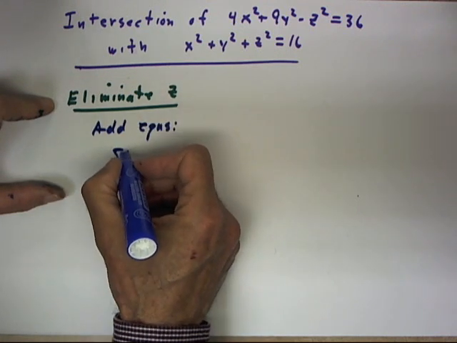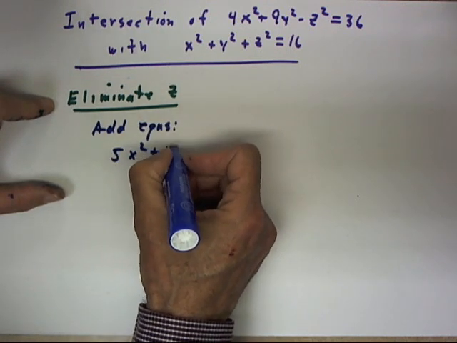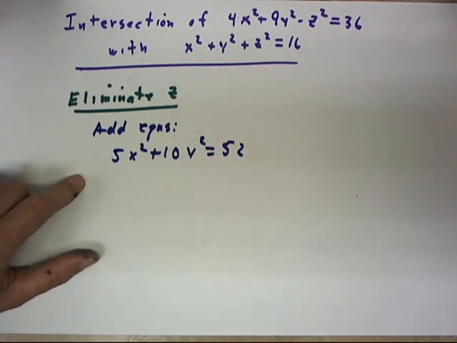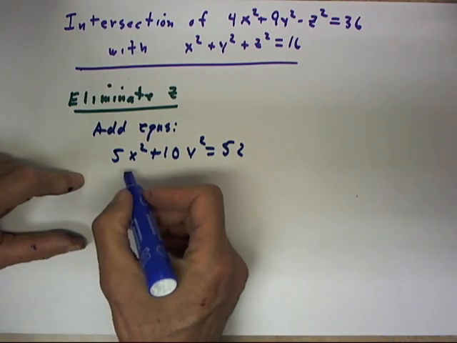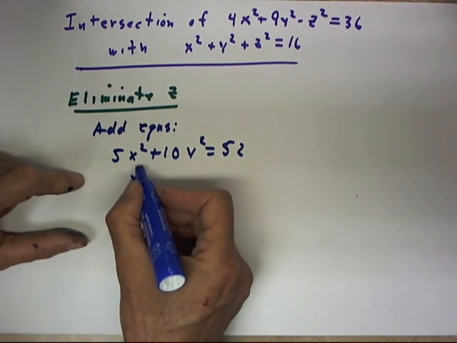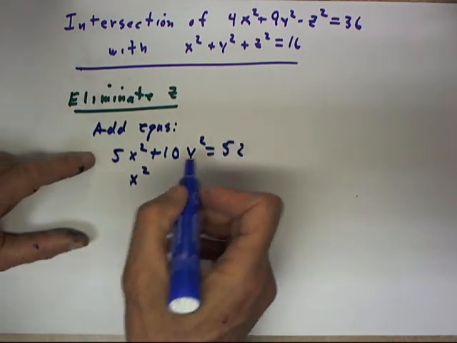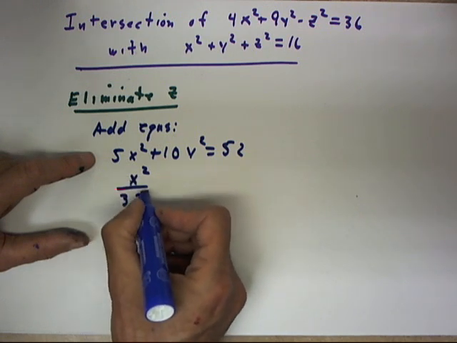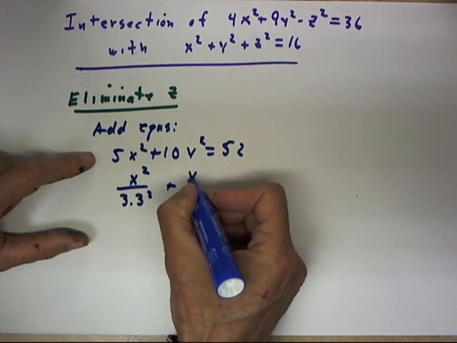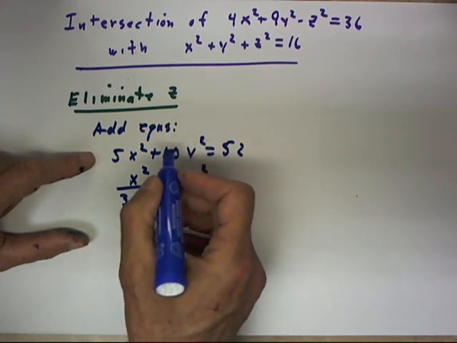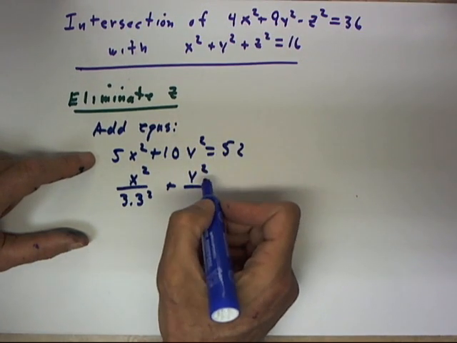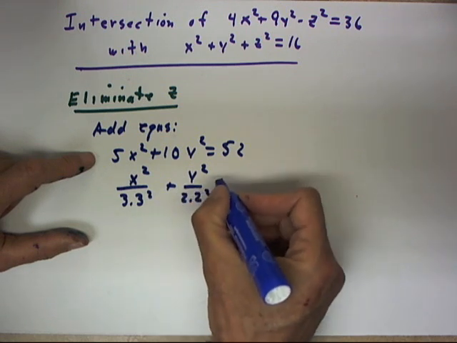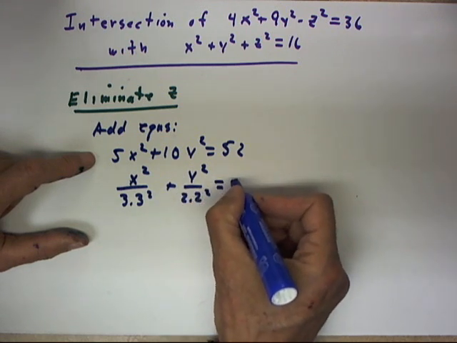We get 5x squared plus 10y squared equals 52. Okay, well, that's an ellipse. That's approximately x squared over 52 fifths, about 10, so that's about x squared over 3.3 squared, plus y squared over about 5, so that's going to be about 2.2 squared, equals 1.